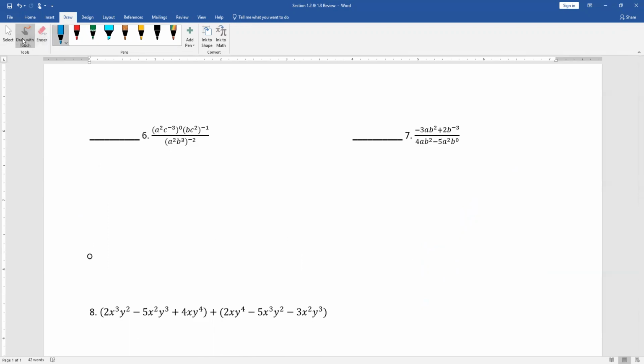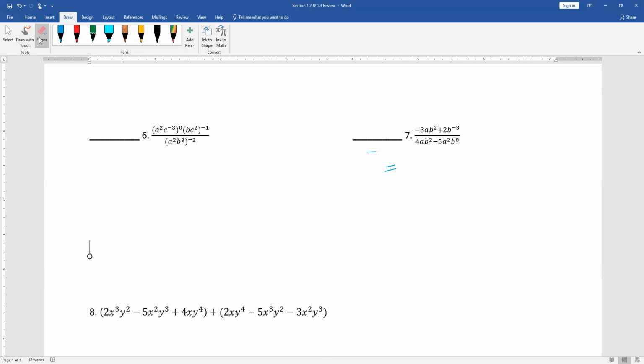Okay, for 7, we have negative 3ab squared. There are no negative exponents, which means that's going to stay in the numerator. But we have a plus 2b to the negative 3. We know that 2b to a negative exponent is equal to 1 over 2b cubed. So we're going to stick that in the denominator when we simplify it.